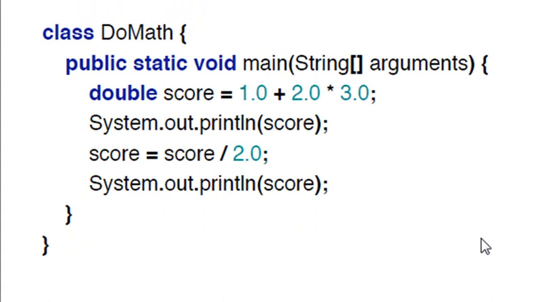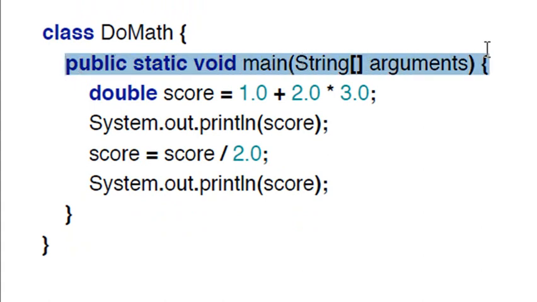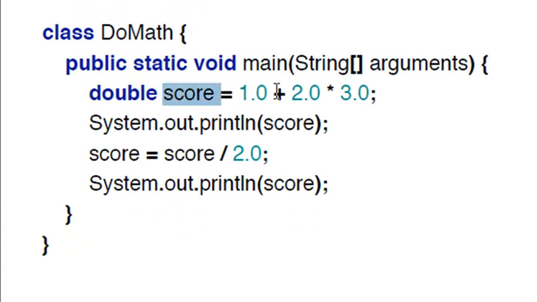And here he's running a simple program. You can do this one on your own. I'm actually going to show you one that I've done. And so once again, you see that public static void main string arguments, right? He's going to declare a double, and so why is he going to do that? Because he's going to add decimals, right? So he's going to go 1 plus 2 times 3. Going to print that out, and then he's going to divide the score by 2, and he's going to print that out. Very simple program, okay?